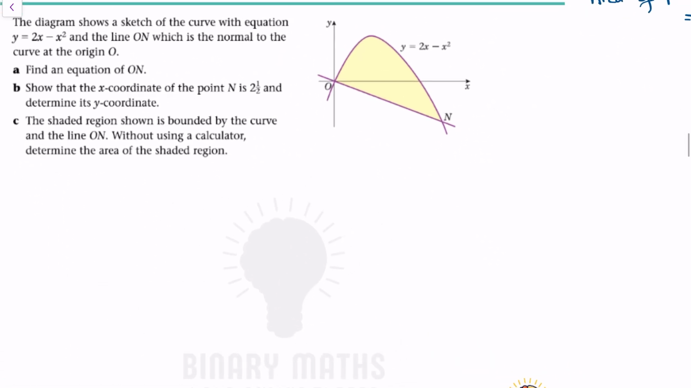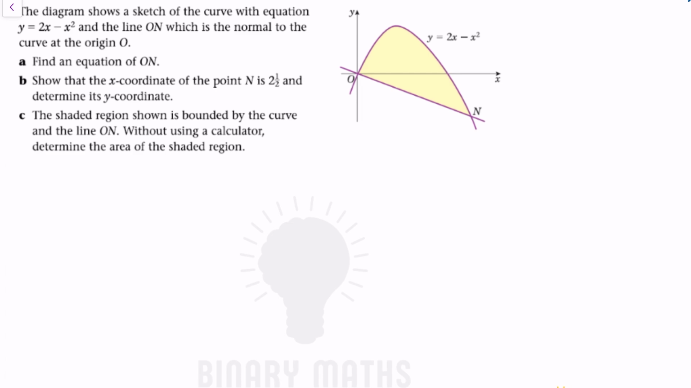The next question. The diagram shows a sketch of the curve with equation y is equal to 2x minus x squared and the line ON, which is normal to the curve at the origin. Find an equation of ON. Because this is normal, I know I need to differentiate. So dy/dx is 2 minus 2x. I need to find the gradient at the origin, so dy/dx at x equals 0 is 2 minus 2 times 0, which is just 2. This is the gradient of the tangent.